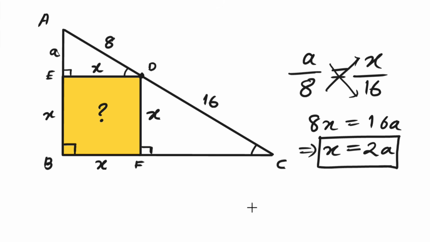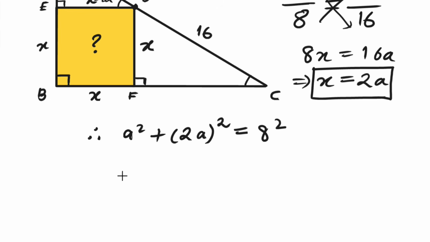Now, let's go back to the small triangle at the top. Its three sides are a, 2a, and the hypotenuse is 8. Since this is a right triangle, we can apply the Pythagorean theorem, which tells us that the square of the hypotenuse equals the sum of the squares of the other two sides. So we write a squared plus the quantity 2a whole squared equals 8 squared.